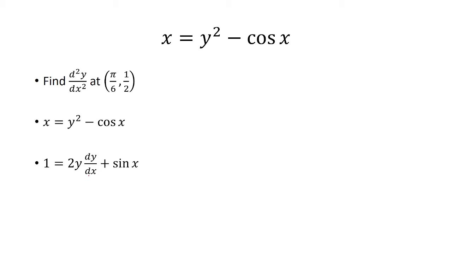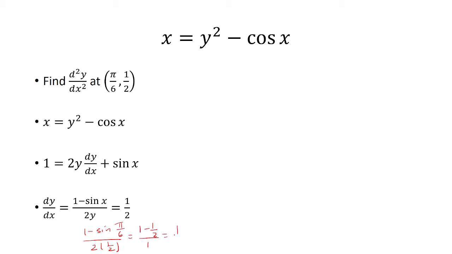Now I'm going to solve for dy over dx. So I'm going to subtract both sides by sine of x and then divide by 2y. At this point, I can plug in x equals pi over 6. So we have 1 minus sine of pi over 6 over 2 times 1/2. That's just 1 minus a half over 1. And that's going to be 1/2. So the derivative with respect to x is 1/2.